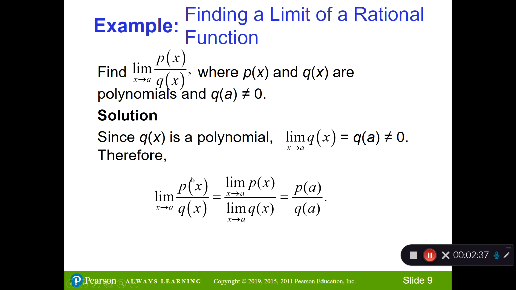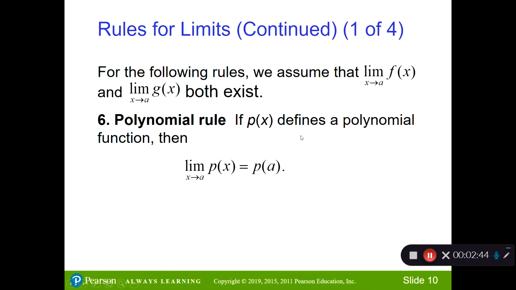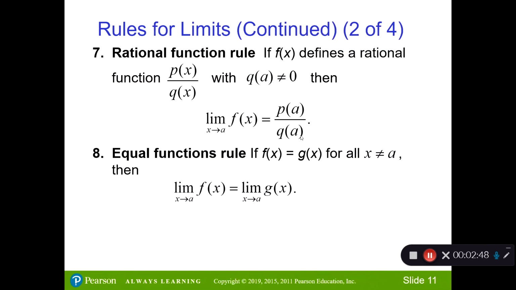Same is true when I'm talking about division, as long as the bottom's not equal to 0. Same for any polynomial. Just plug in the expression. And that's a rational function. Just plug in. And then, of course, two limits are equal whenever the functions are equal for all x except at a.